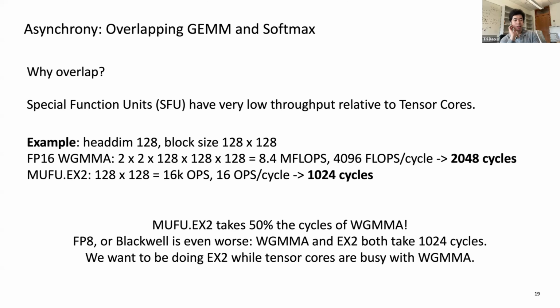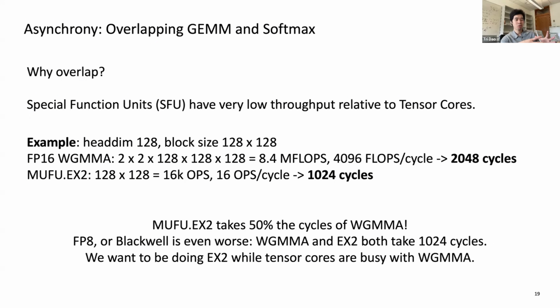So this is for FP16. If you go to FP8, the tensor core gets twice as fast, but the exponential does not. So that's even worse. And if you go from Hopper to Blackwell, again, the tensor core gets twice as fast, right? So it's clear the future is the tensor core is going to get bigger and bigger. They're going to be faster and faster. So that means that anything that's non-tensor core, we want to overlap.